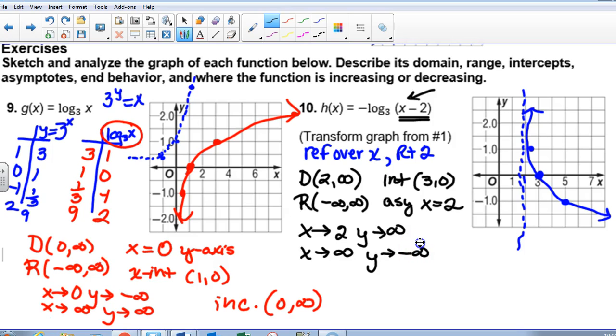Increasing or decreasing? Decreasing from where to where, though? 2 to infinity, yep.